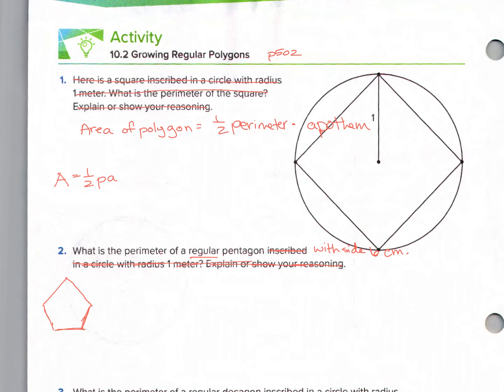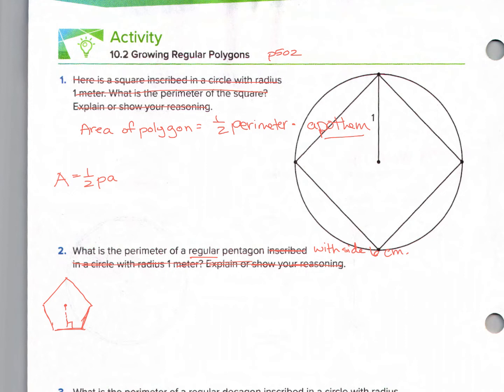So what do we mean by the apothem? This apothem right here. Well, this is the center of my pentagon, and the apothem is a segment that goes from the center perpendicular to a side.